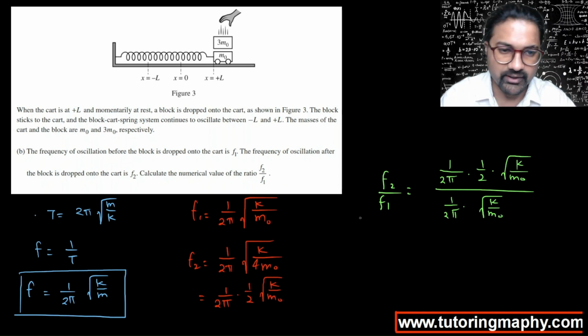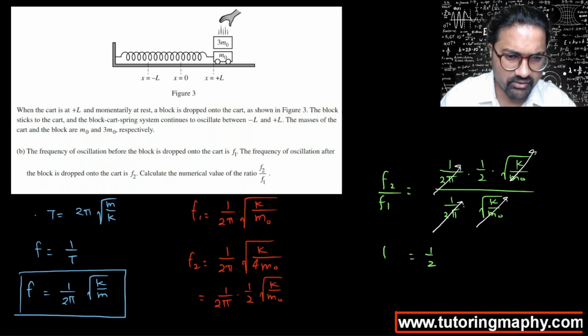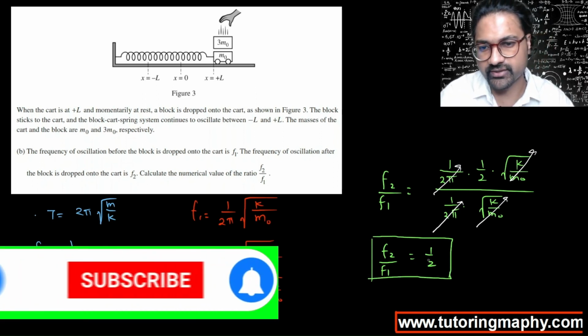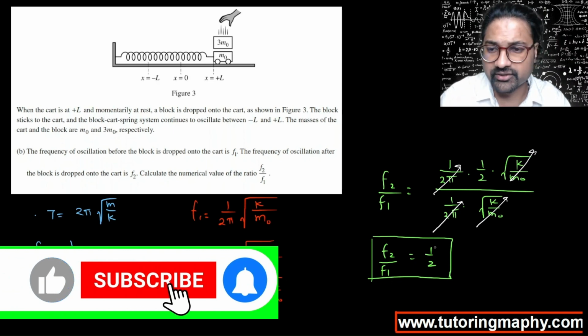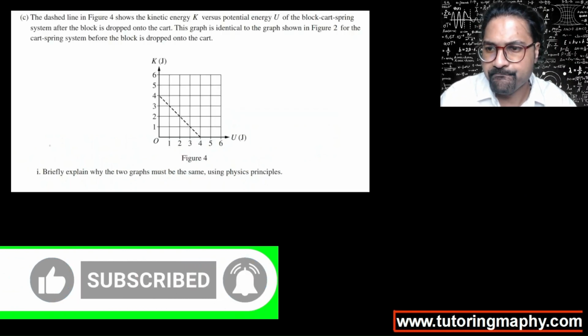If we notice carefully, 1 over 2 pi and 1 over 2 pi is gone. Root of K over m naught and root of K over m naught is gone. All we are left with is 1 over 2, which should be our final answer. So F2 over F1 is 1/2. That should be the answer to this question. All right, let's move on to the next part.